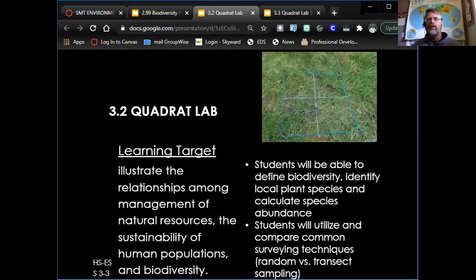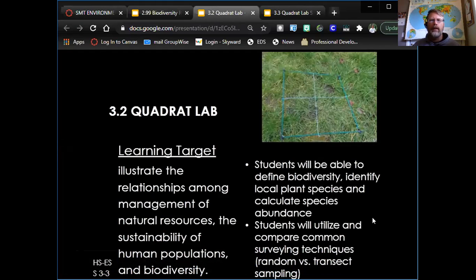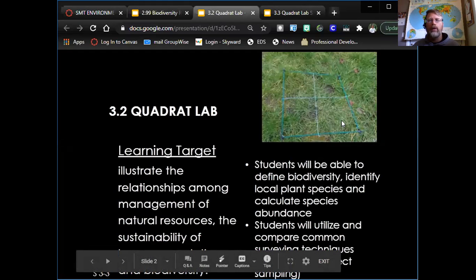Okay, so the idea of the quadrat survey is that students will be able to identify and define biodiversity, looking at local plants and calculating species abundance. Species abundance is something we did in our assignment last week, and students will utilize common surveying techniques. Specifically, we're going to do the quadrat.